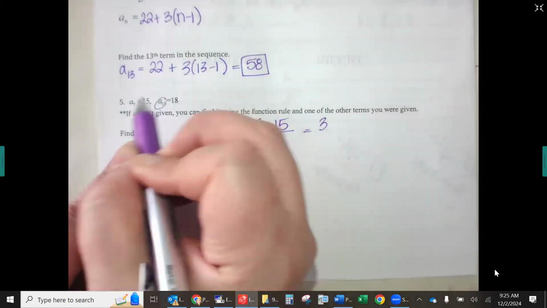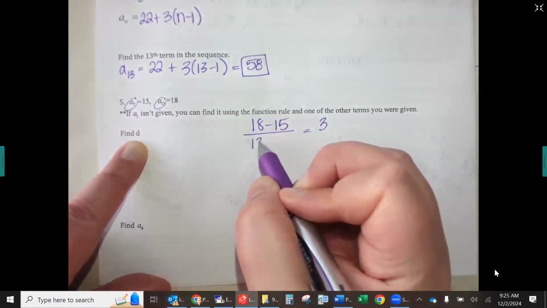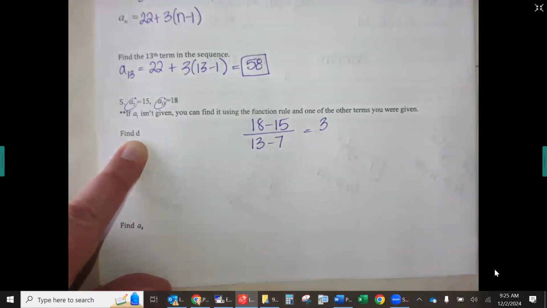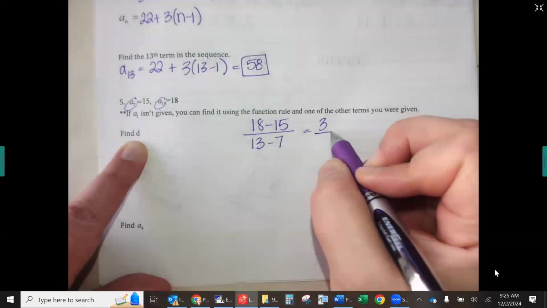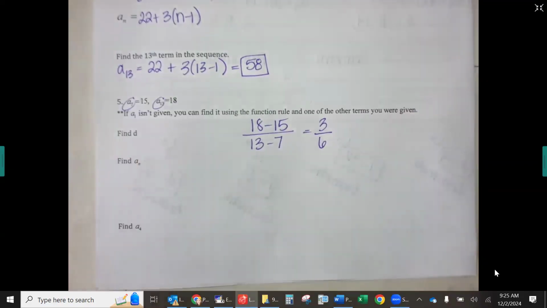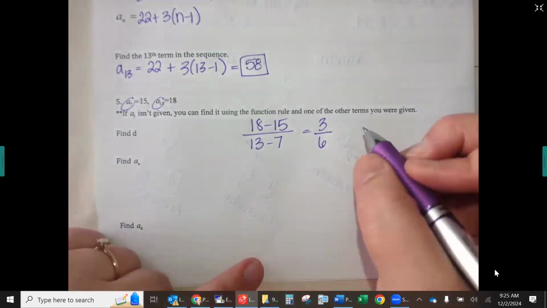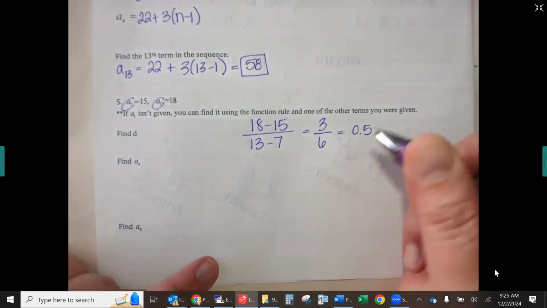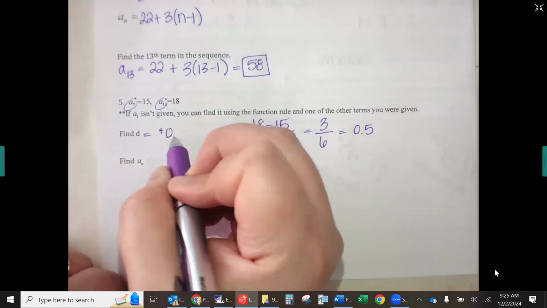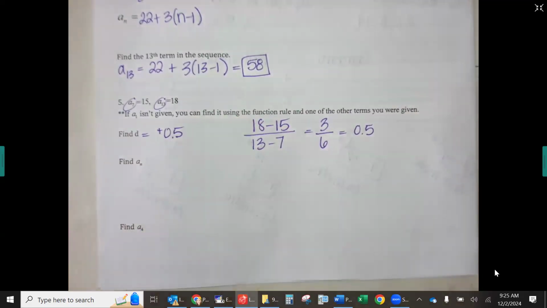Now I want to know how many terms went by. Then I'm going to do 13 minus 7. And how many terms went by? 6. So I'm saying how much did it go up? 3 units. But if it took 6 units to do it, what's 3 divided by 6? 0.5. Very good. Okay, and then notice that I'm putting that little plus just to show that this is an add pattern. I'm adding 0.5 each time.